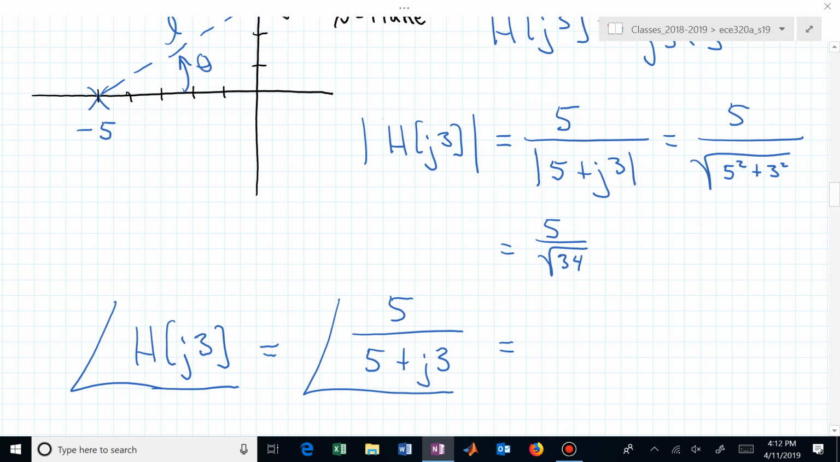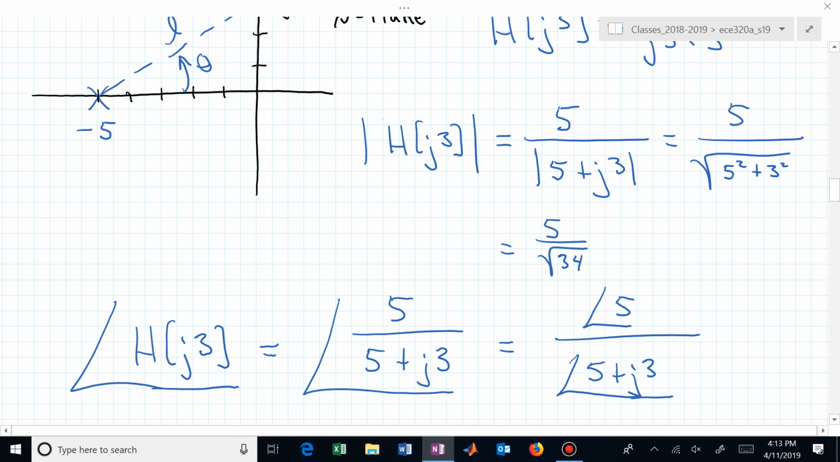We're going to pull all of these pieces apart and look at all of the zero factors, all of the pole factors, and add them up because it's easier to look at them individually. But you could plug that whole mess into your calculator if you wanted to, and it's going to give you an answer. But here we could say, oh, this is the same as the angle of the numerator, which is the angle of 5, and the angle of 5 plus j3.